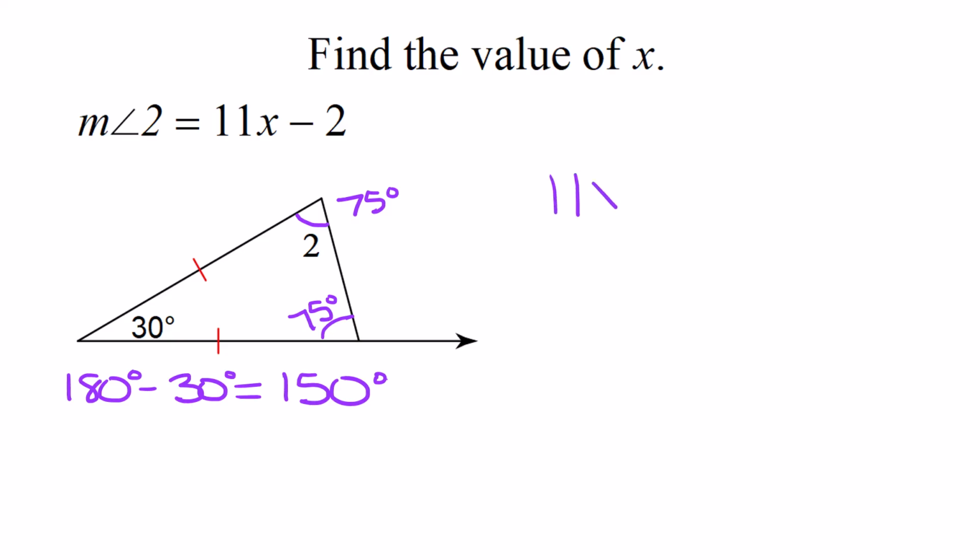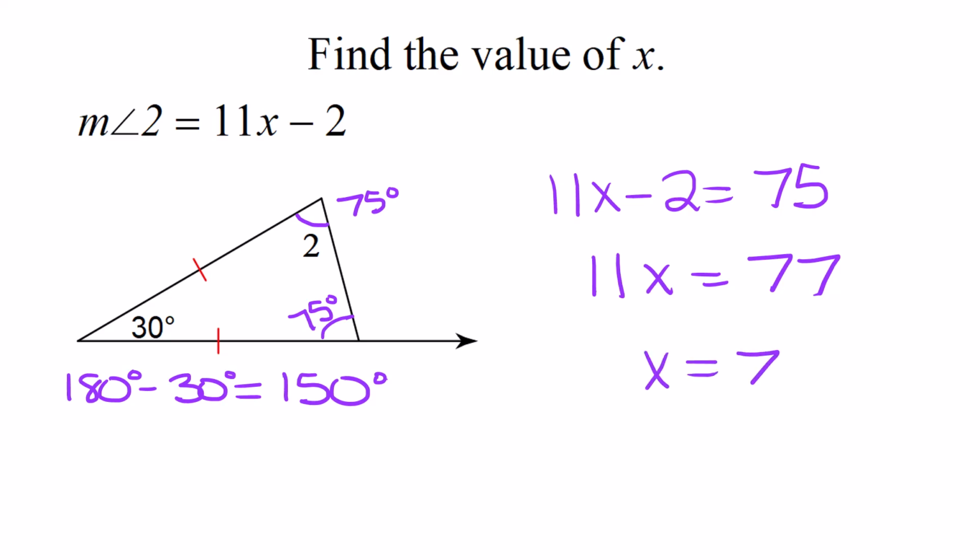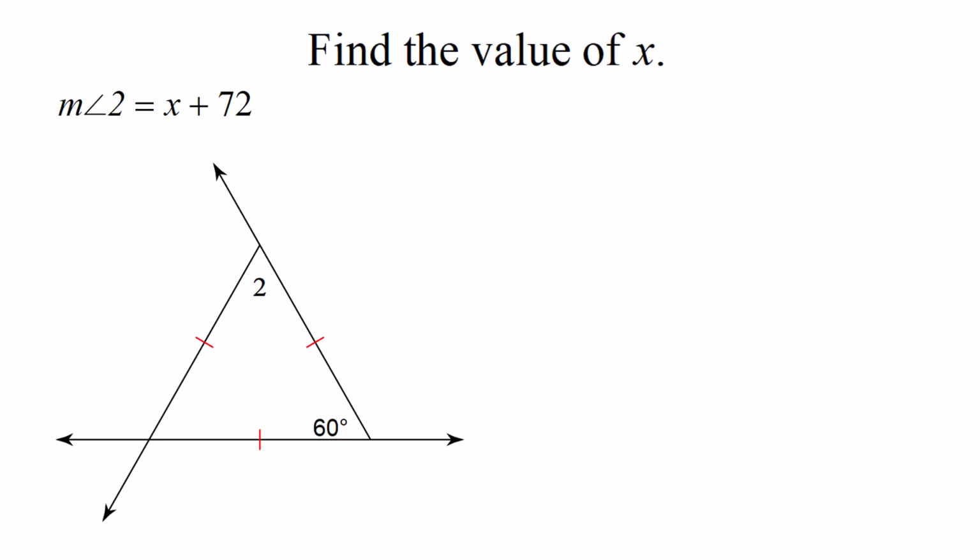Now I am going to take that 11x minus 2 and set it equal to 75. Finding that 75 makes this a little bit easier. I'm going to add 2 to both sides. I get 11x equals 77. So x must equal 7. All right, find the value of x again.